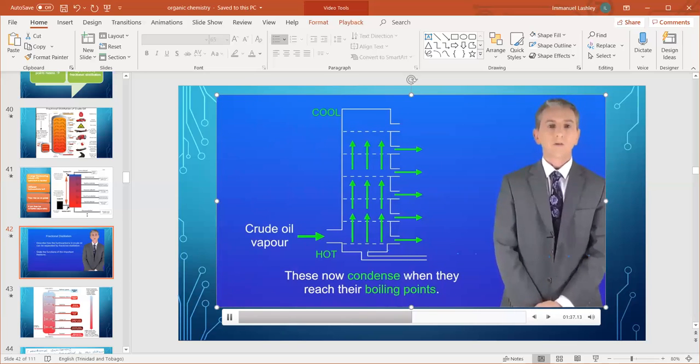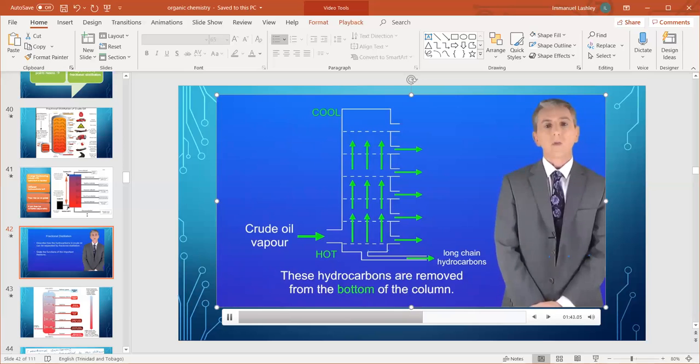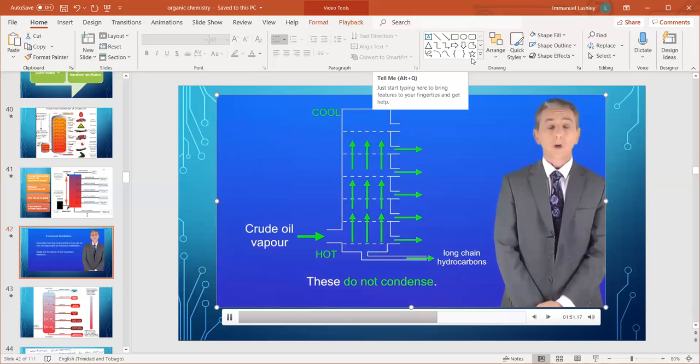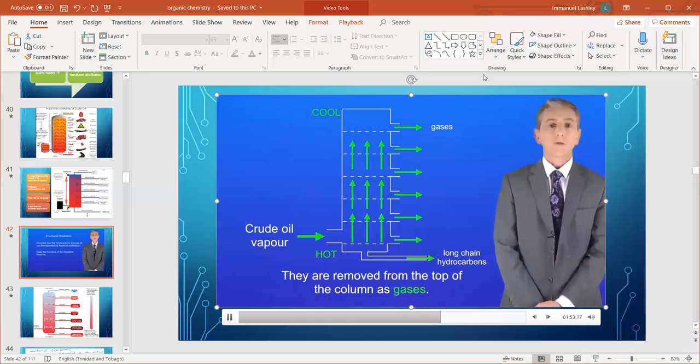Now, there are a couple of further points that you need to learn. Very long chain hydrocarbons have got very high boiling points. These hydrocarbons are removed from the bottom of the column. Very short chain hydrocarbons have got very low boiling points, and these do not condense. They're removed from the top of the column as gases.